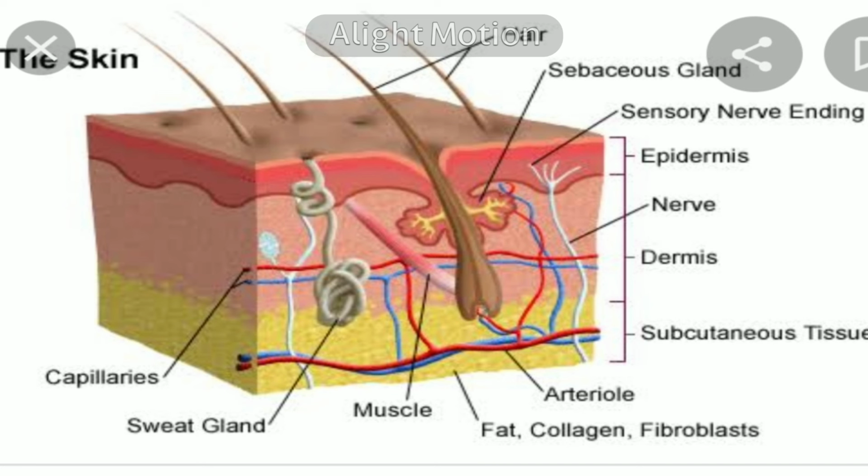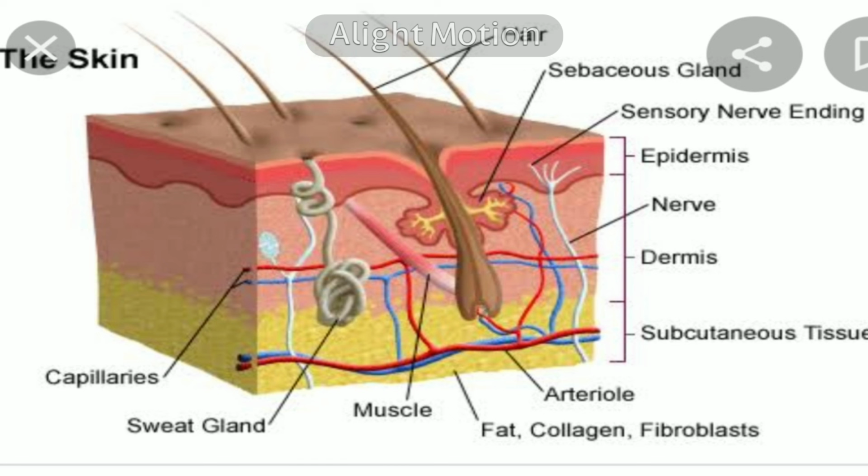These fat cells are more developed in women, which gives them a plumpy appearance, and thus they are soft to touch compared to men, because in men the muscles are more developed. The subcutis, the third layer of the skin, also consists of the hair roots and much thicker blood vessels. Now this is about the structure and the functions of the skin.